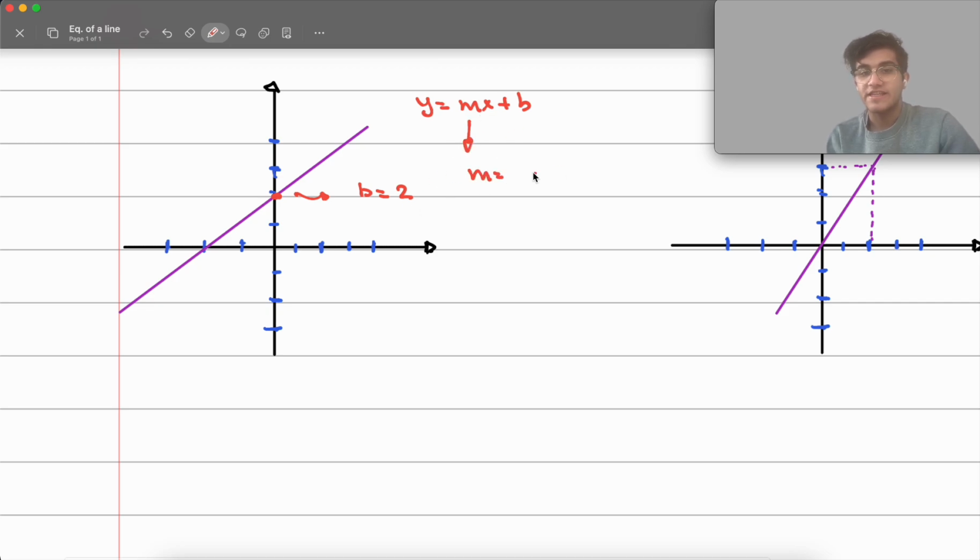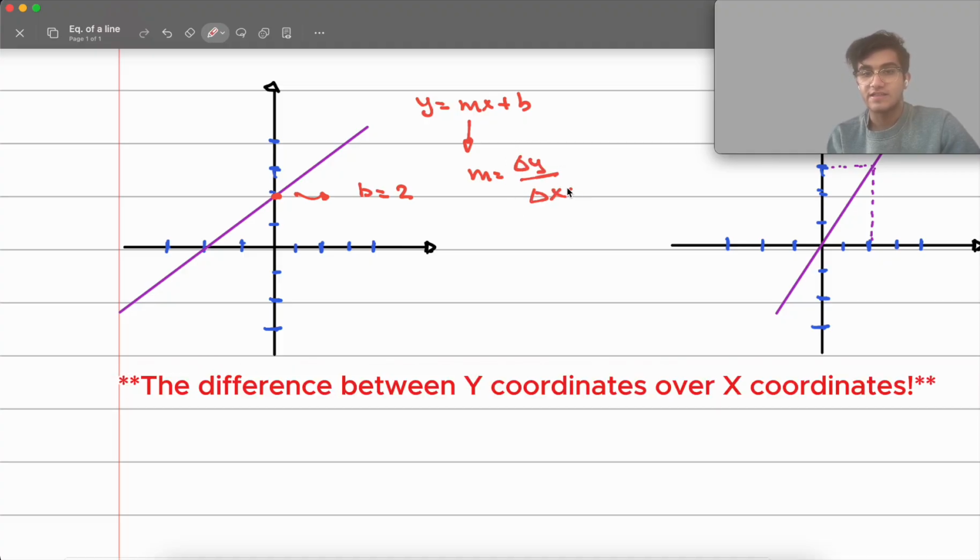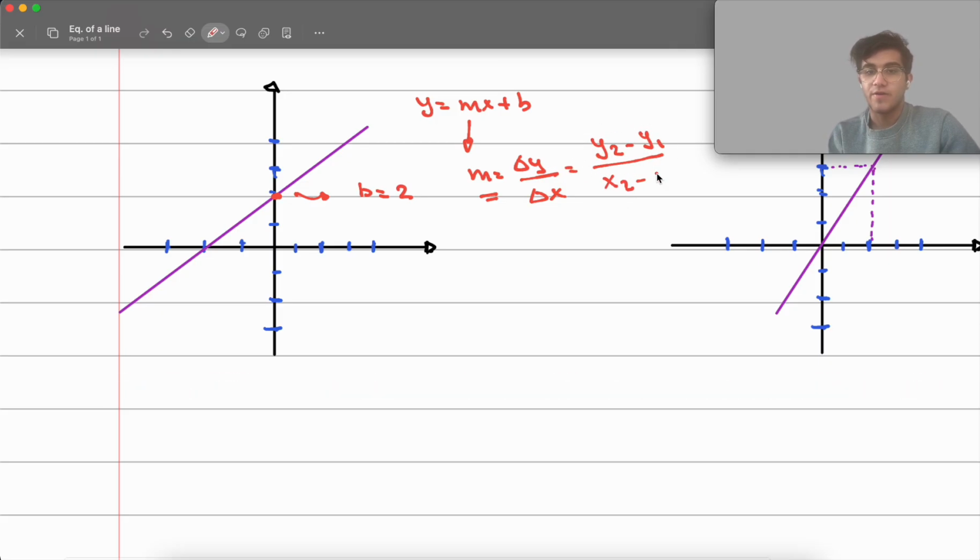For finding m, I need 2 points, and the difference between the y-coordinates over the x-coordinates is going to give me the slope. In other words, it is y2 minus y1 over x2 minus x1. This means choose 2 points on the line, for instance this one and this one. I chose both the x-intercept and y-intercept because they are easy to calculate, as they have one coordinate of 0. It doesn't really matter which point of these 2 you pick as your point 1 or point 2. So let's say this is my point 2 and this is point 1.